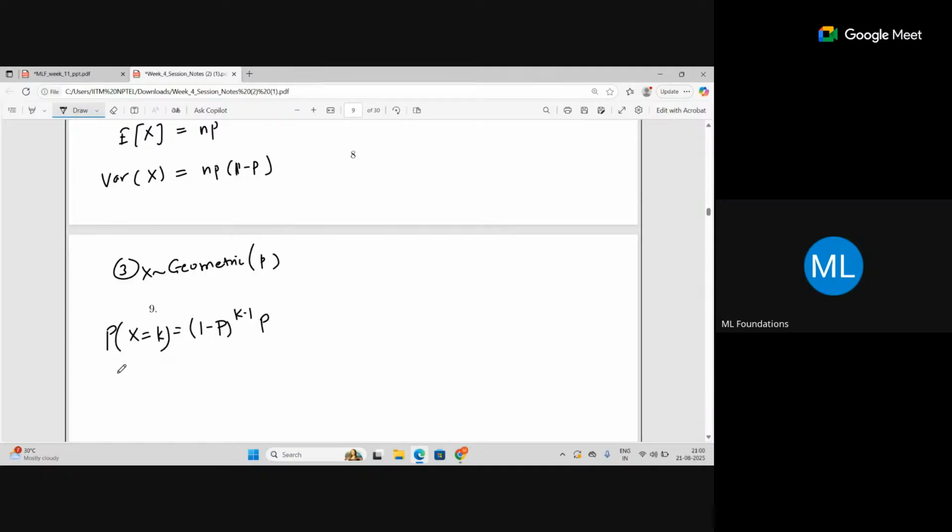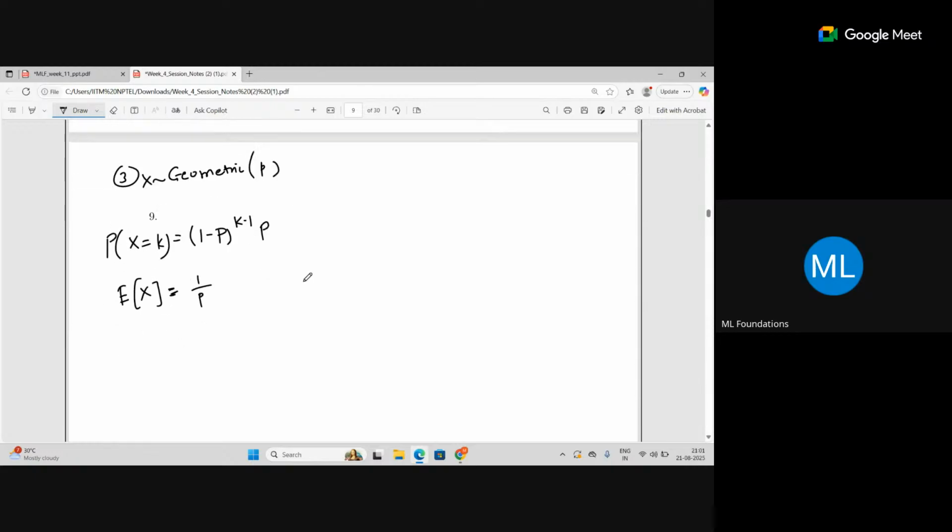Okay, fine. Then what we need is the expected value of this geometric random variable, and I think it is equal to 1 by p. And the variance, I think, is a complicated function, I don't remember the formula, but I think it is 1 minus p by p square in this case. You can cross-check it, maybe.